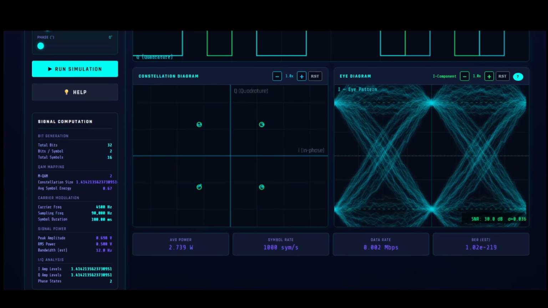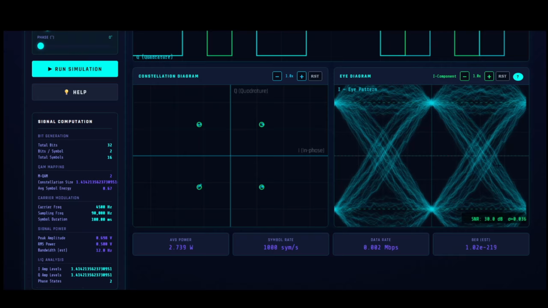Next is the constellation diagram. It displays the in-phase and quadrature component plots on the x and y axes. This is the constellation diagram for 4 QAM, and for 16 QAM it has 16 points, for 64 QAM it has 64 points, and for 256 QAM it has 256 points. With high SNR, points are sharp and clearly separated, and with low SNR, points spread away from the ideal points, indicating noise impact.